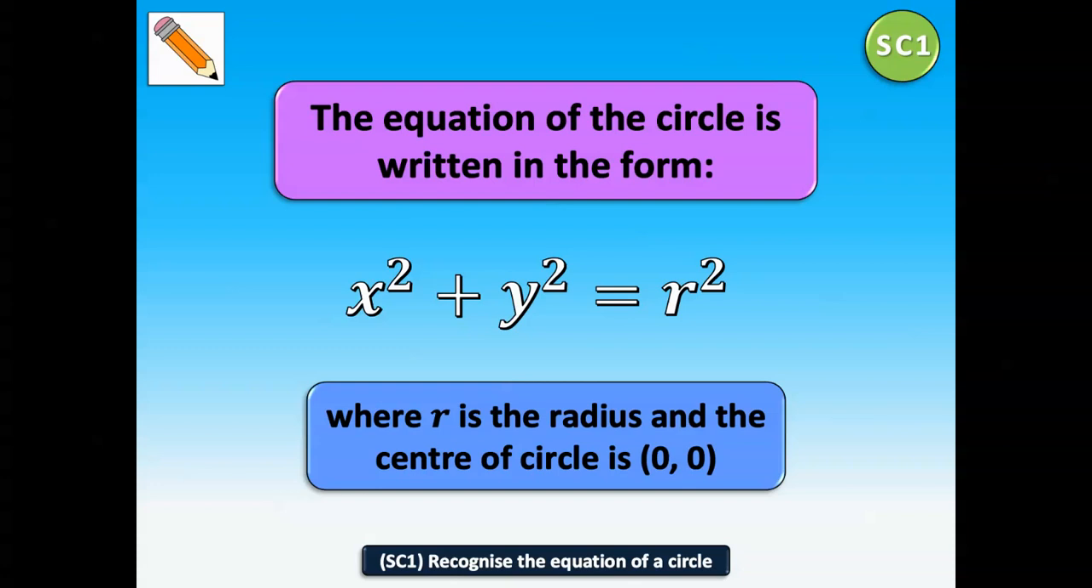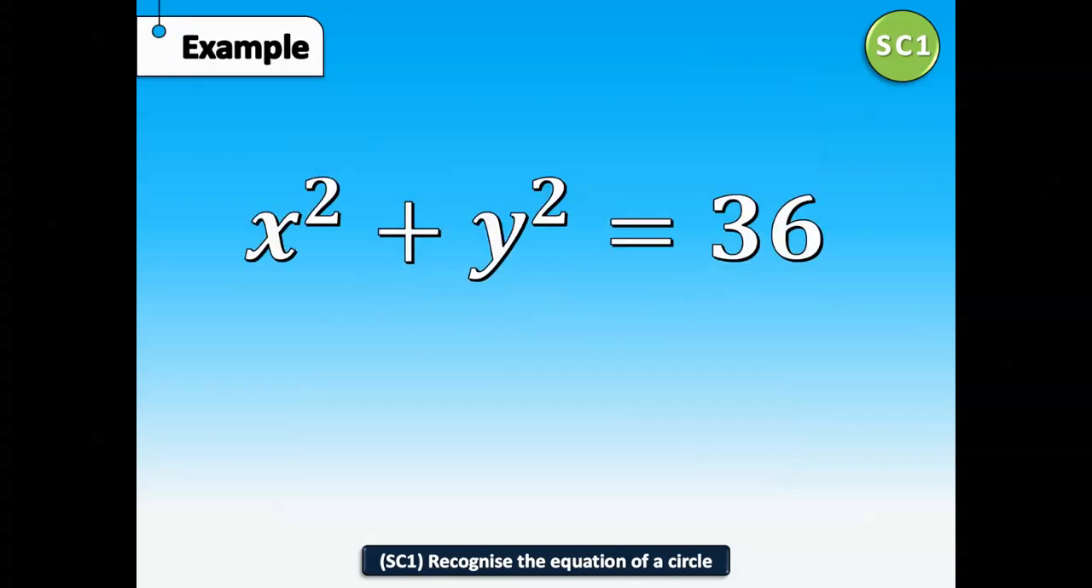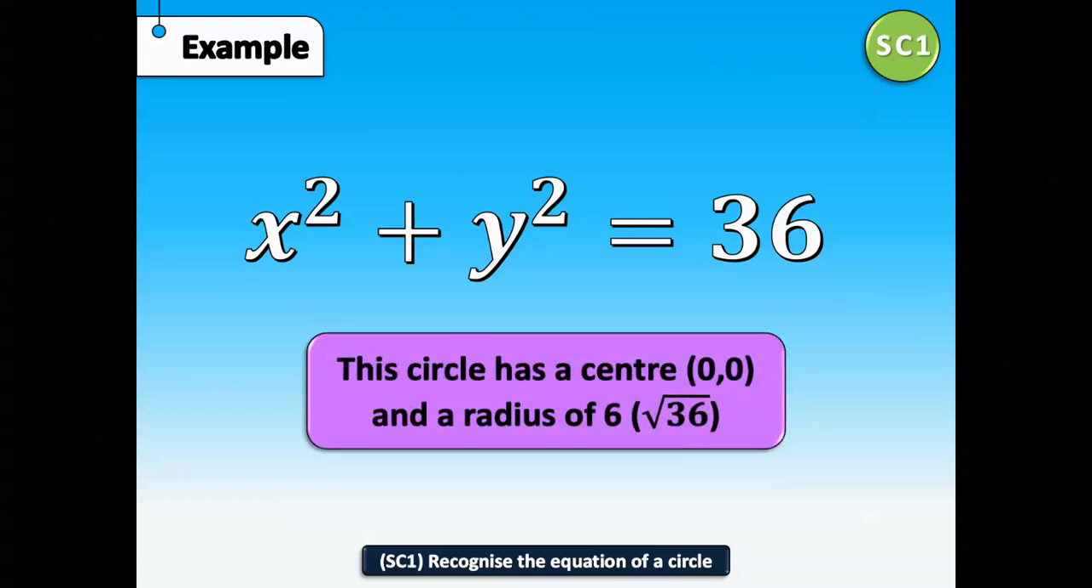So the equation of a circle is written in the form x squared plus y squared equals r squared, where r is the radius and the center of the circle would be 0, 0. So the equation of this circle, x squared plus y squared equals 36, means that circle has a center of 0, 0, and the radius of the circle is 6.